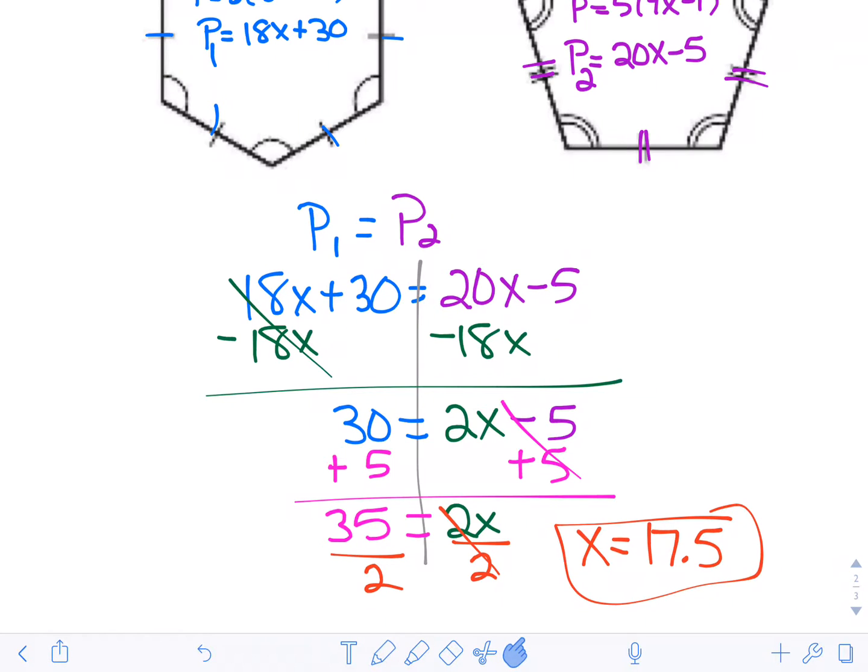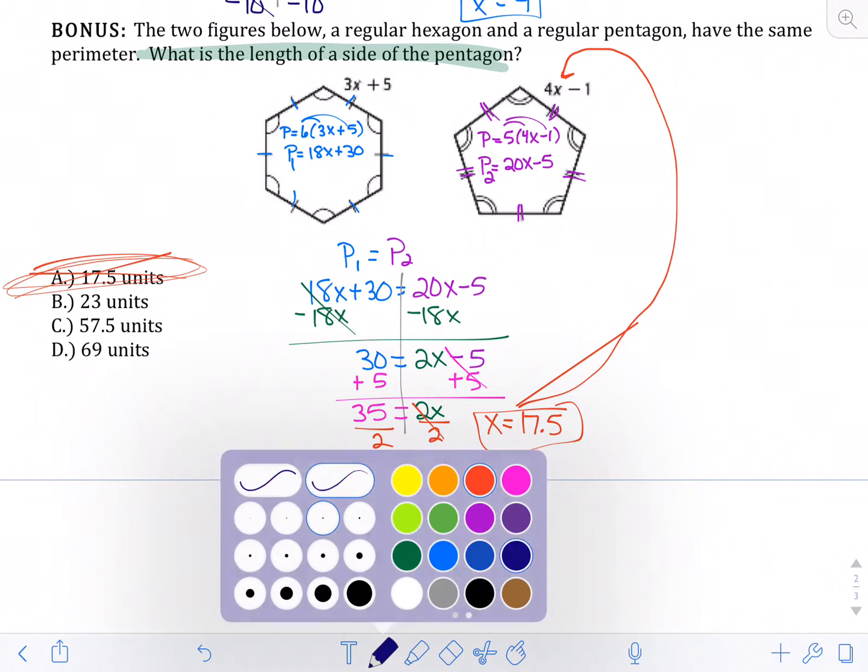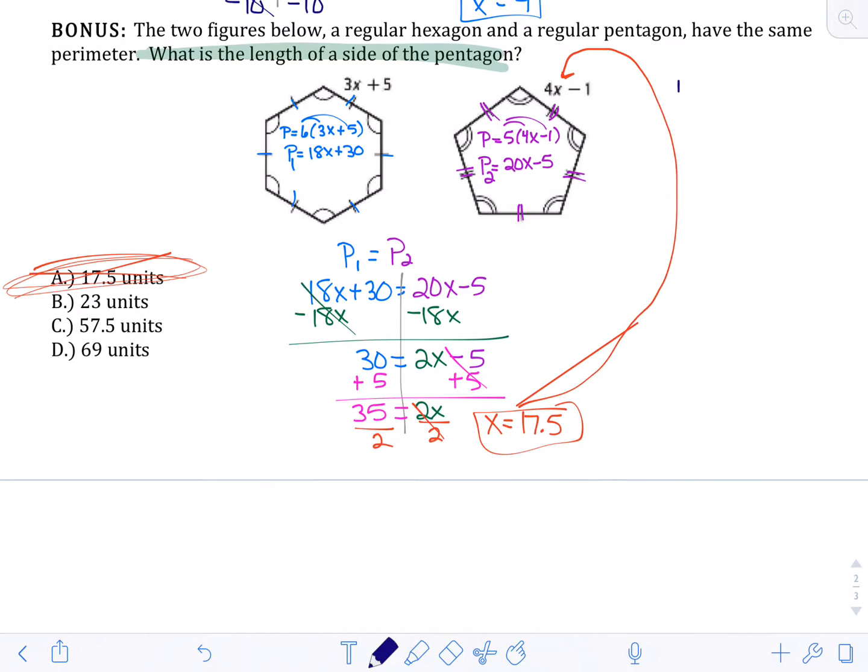But that's not the answer. Even though you see that right here, that's not the answer. And the reason why is because if we go back up here to the question, it says what's the length of a side of the pentagon? So first you have to identify which one's the pentagon. Pentagon is the one that has 5 sides. Well, to figure out what the length of one side is, we've got to plug that x right back in there. So to do that, one length is 4 times 17.5.